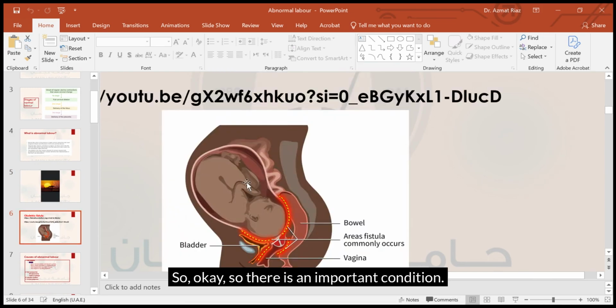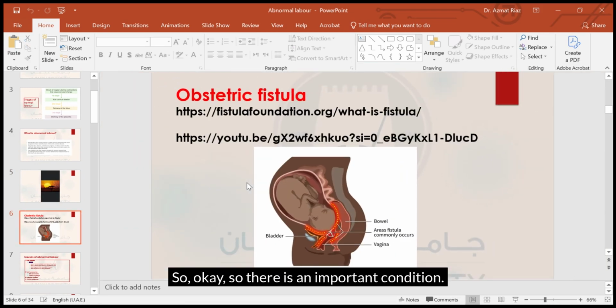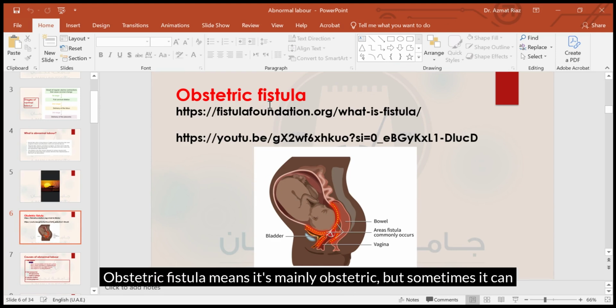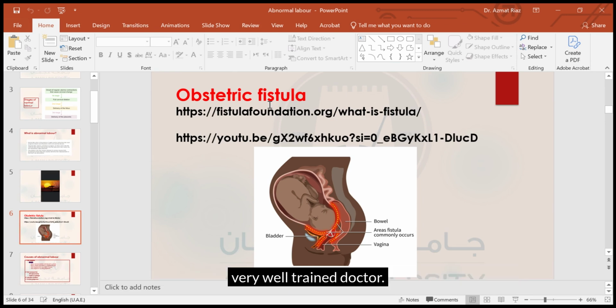So, okay, there is an important condition. I have shared the link. There are two links actually. It is called obstetric fistula. You should know about this condition. Obstetric fistula is mainly obstetric, but sometimes it can be iatrogenic, because of even gynae procedures, especially hysterectomy, if it is not performed by a very well-trained doctor.